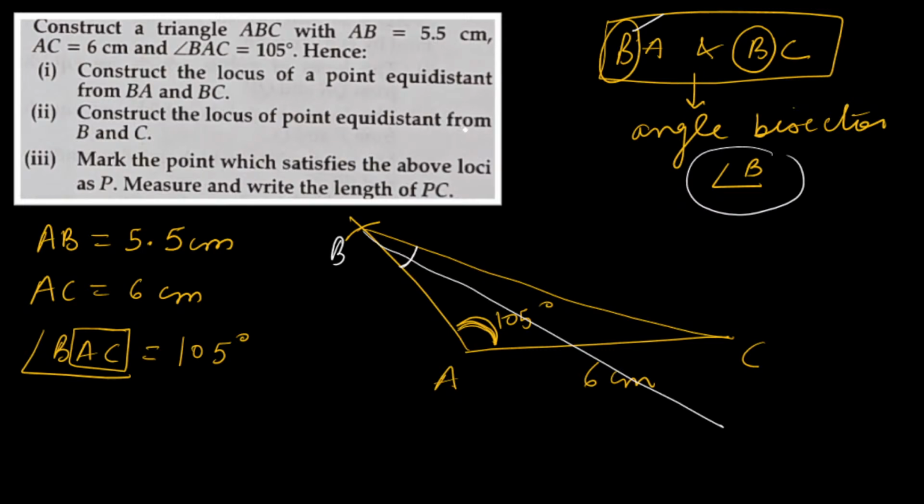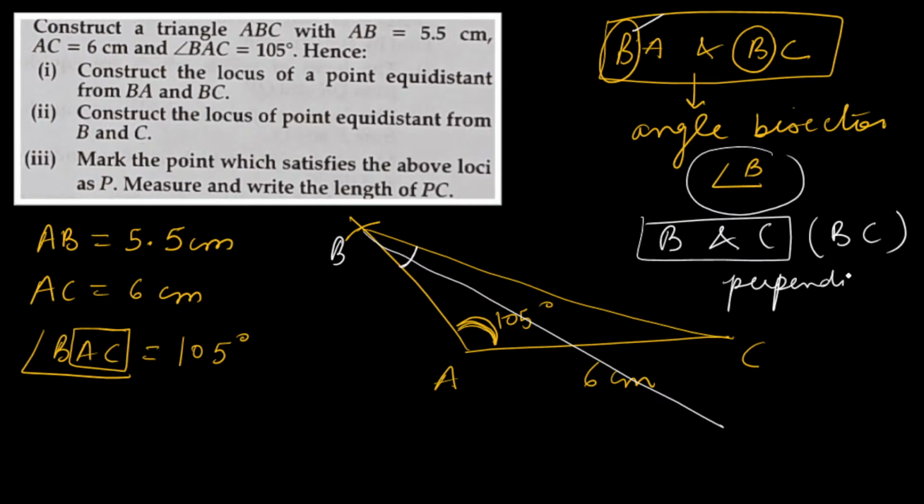Then we have to construct the locus of the point equidistant from B and C. If I join B and C, we get line segment BC. Equidistant from two points means we have to draw a perpendicular bisector. I hope you remember. Now, the perpendicular bisector of which line? It will be of BC. So BC is this line, and the perpendicular bisector will come like this. We don't have to draw the perpendicular bisector of AC, we have to draw the perpendicular bisector of BC. You have to always keep these things in mind when you are doing construction.